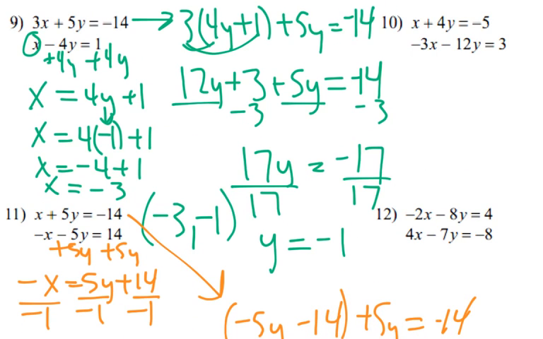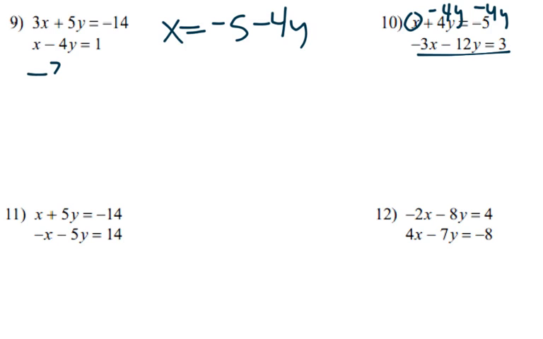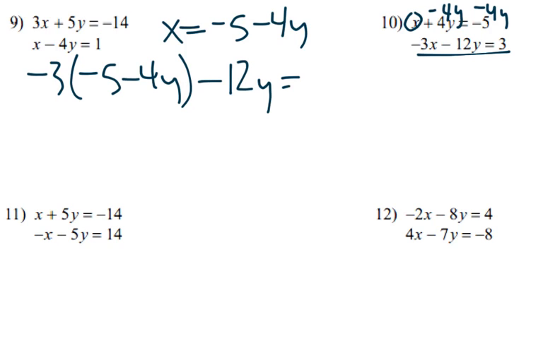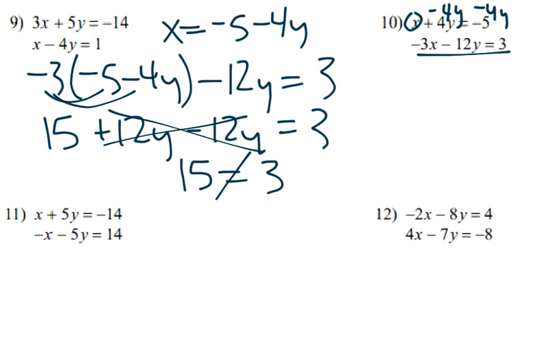Alright, so let's jump back and take a look now at number 10. So here, we're taking a look at this. Probably want to solve for that x, right? So subtract the 4y. So we get x equals negative 5 minus 4y. Then we can plug it into that for x, so negative 3 times negative 5 minus 4y. Substitute in for x. That allows us to solve for the y's. So we get a positive 15, positive 12y, minus 12y equals 3. The 12y's, positive and negative, cancel to 0, so 15 equals 3. That is not true, so we have no solution.